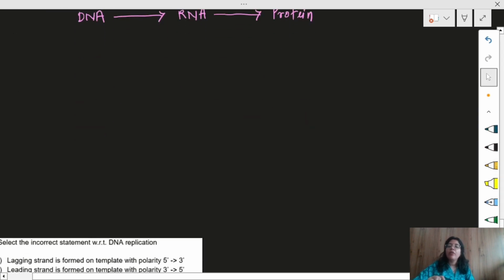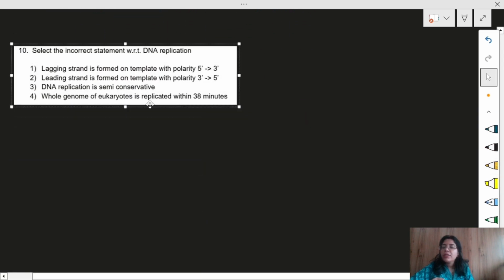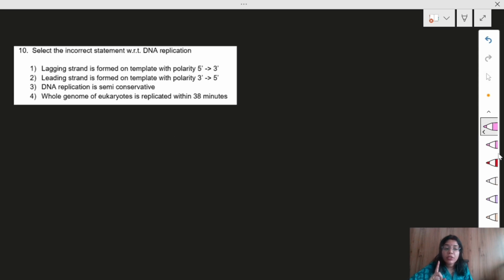Okay, fine. Now, this question, just see. Select the incorrect statement with respect to DNA replication. If you have learned the chapter very well, you can do this question, right? It's very, very easy. Okay, see.